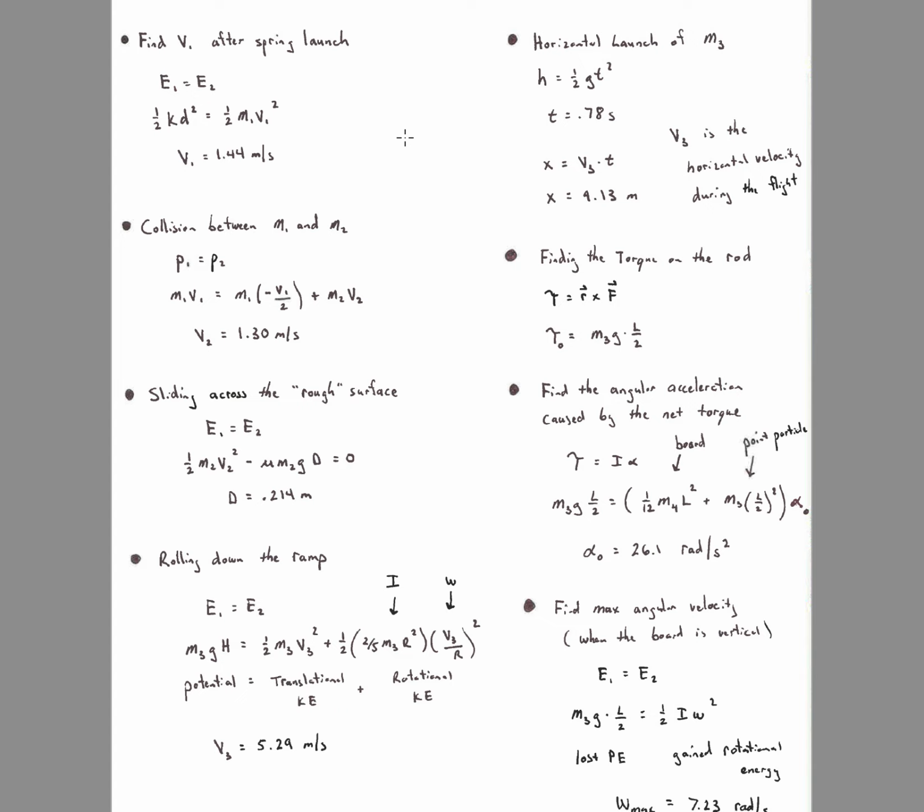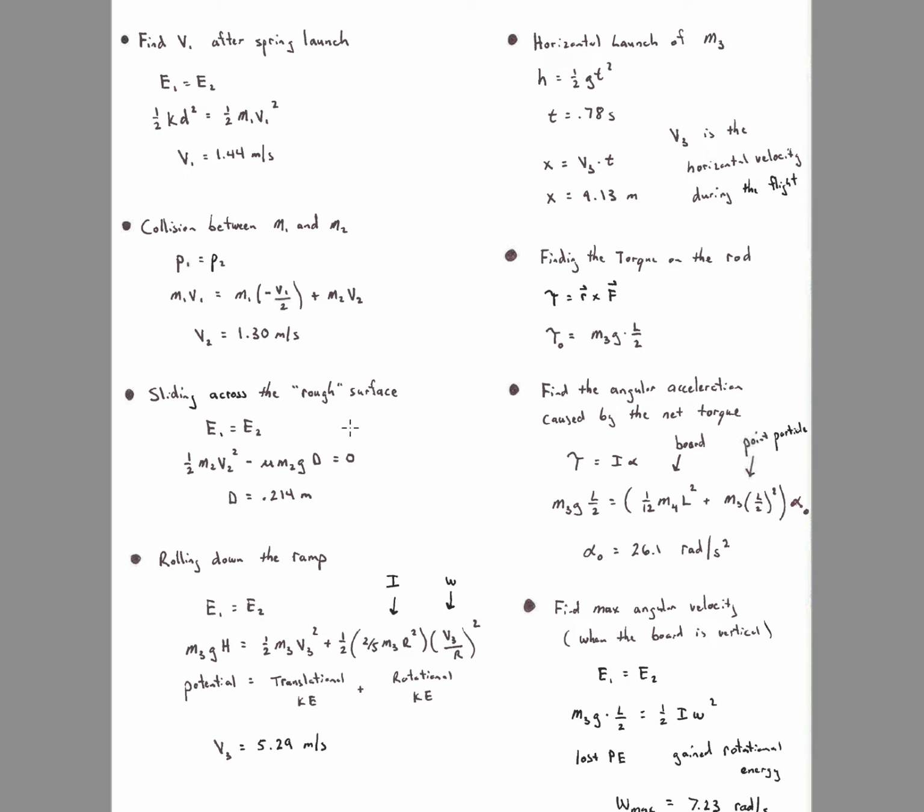So P1 equals P2. The original momentum is just this M1 V1, which we already know. And we know that it tells us that M1 is going to rebound with half of its speed. So this is a very key piece here, that has to be a negative in there. It's going to hit and go left. M2 then is going to go to the right, and we can figure out it's going to go to the right at exactly 1.3 meters per second.